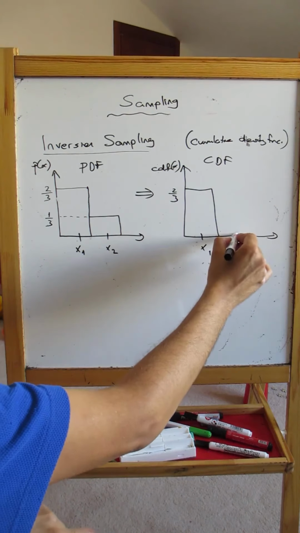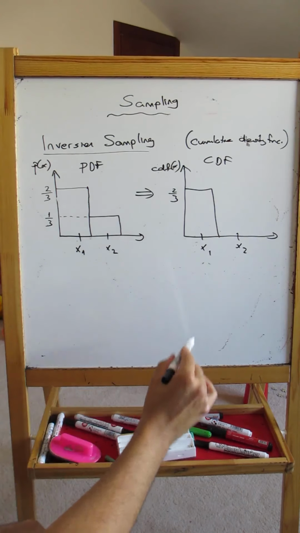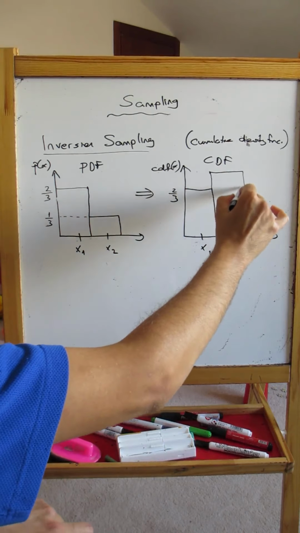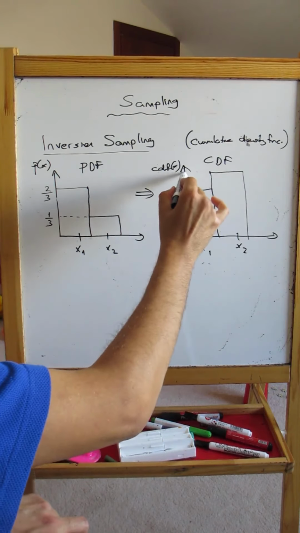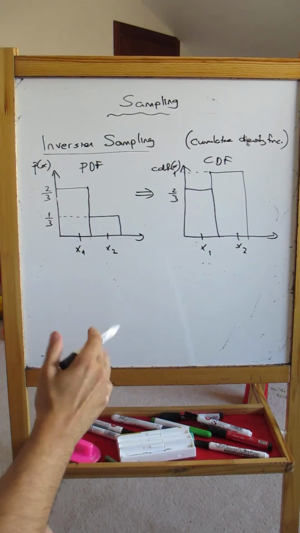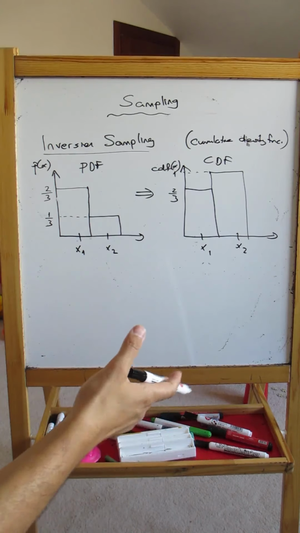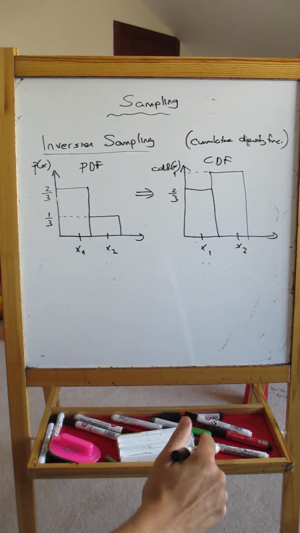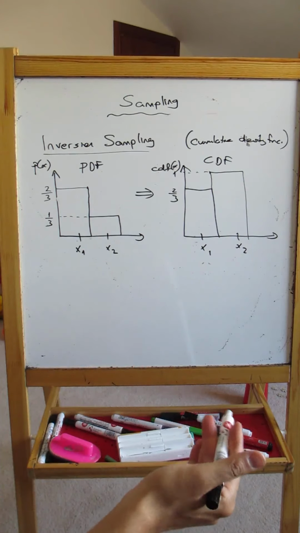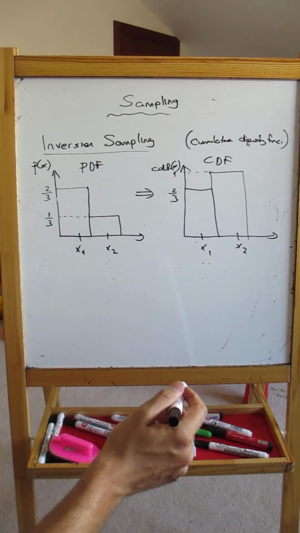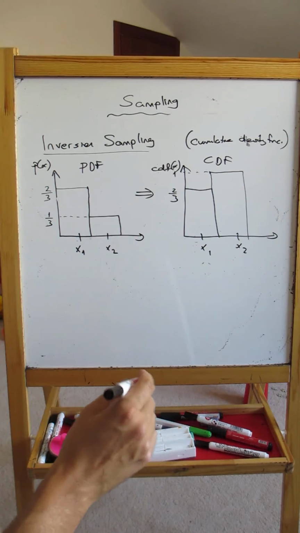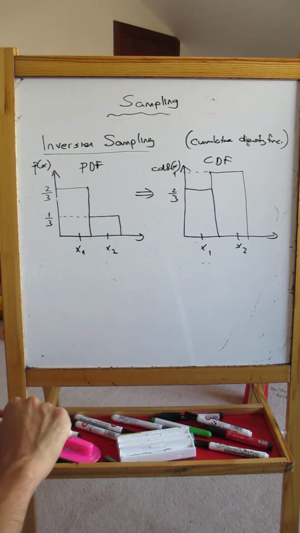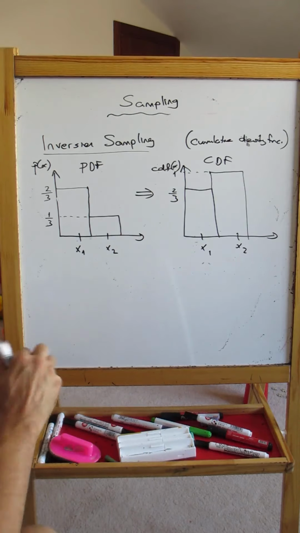Now for x2 it's cumulative, right? So you basically add up, and this becomes 1. The maximum value of the CDF should be 1 because the probabilities should add up to 1. The summation of all the probabilities should be 1. Now this is the CDF, and it can actually be computed.